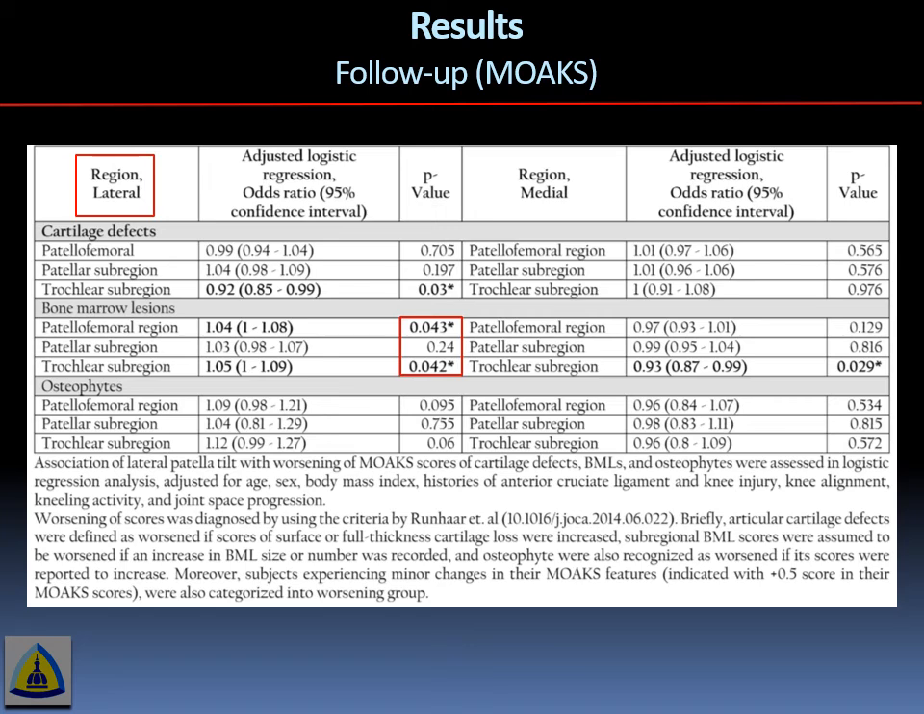Table 2 summarizes the results of the longitudinal analysis. In terms of lateral subregions, left columns, regression analysis showed a significant association between baseline LPT and 24-month worsening of BML in the trochlear region with an odds ratio of 1.05. Despite the trend, no other remarkable association was detected, which could be related to the short duration of follow-up.